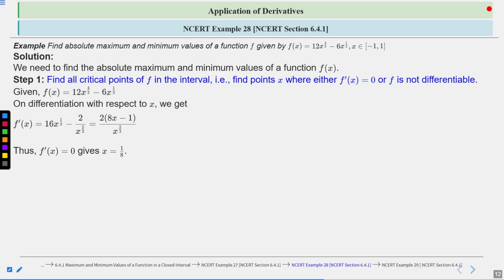Thus, f dash x equal to 0 gives x equal to 1 by 8, and f dash x is not defined at x equal to 0. So the critical points are basically x equal to 0 and x equal to 1 upon 8.